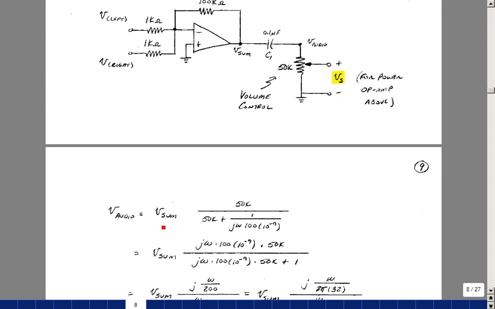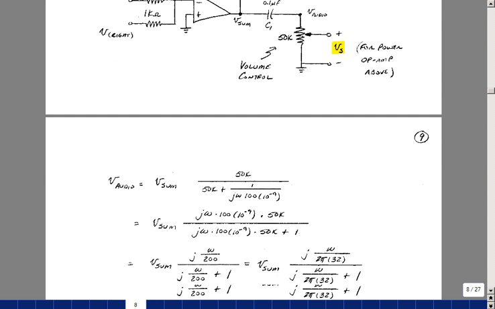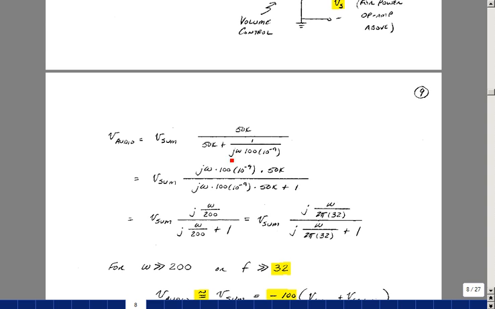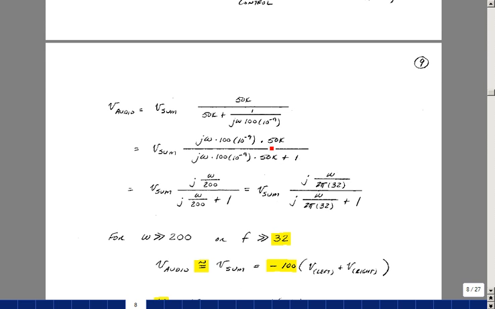So the audio signal is what's coming out of the summer times 50K over 50K plus 1 over j omega C. You multiply through by j omega C. Got that times 50K, and then just a 1, and then in the numerator the same thing of j omega C times 50K. If you multiply this out and write it as 1 over, it actually turns out to be 200, and likewise over here. If you pull out a factor of 2 pi, that's around 32 hertz.